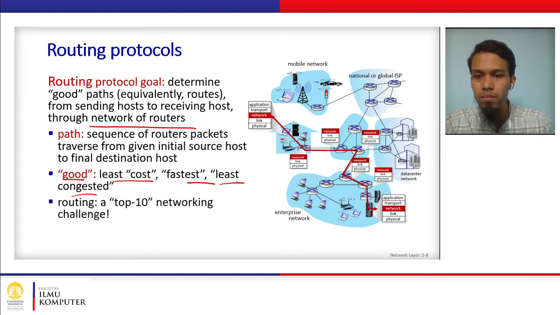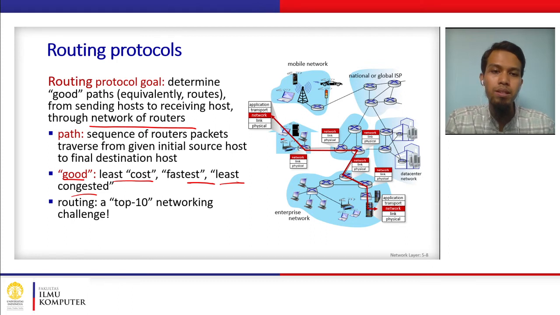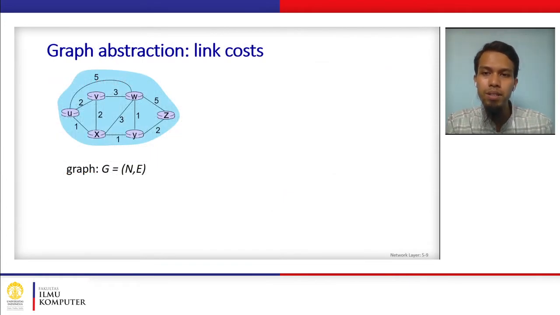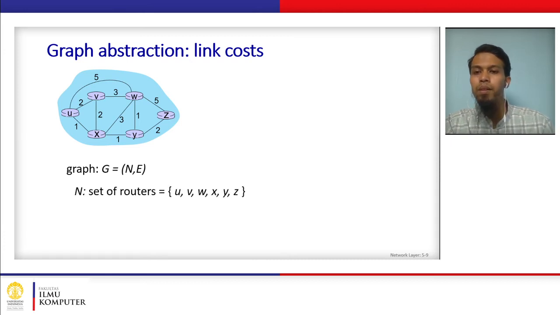Routing is a top 10 networking challenge, besides the congestion in the network that we already discussed before. This is the general graph abstraction, or the terms that we use in routing. First, we have the link cost, which is represented by an undirected graph. The graph consists of nodes and edges.